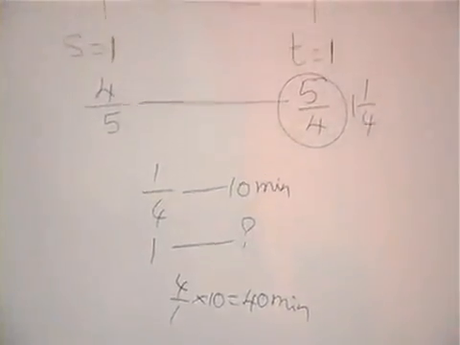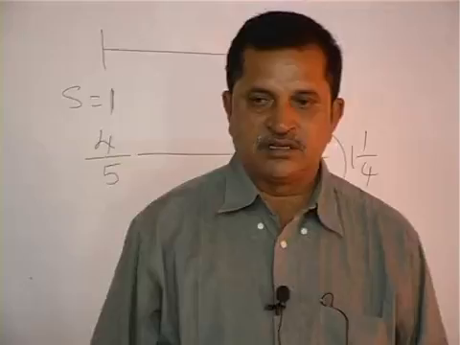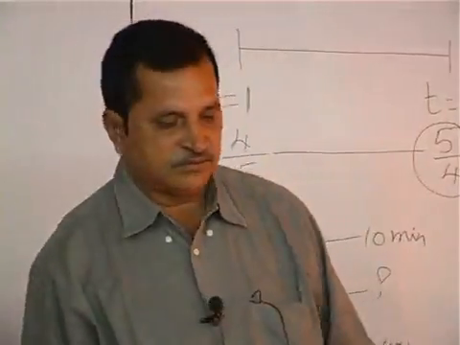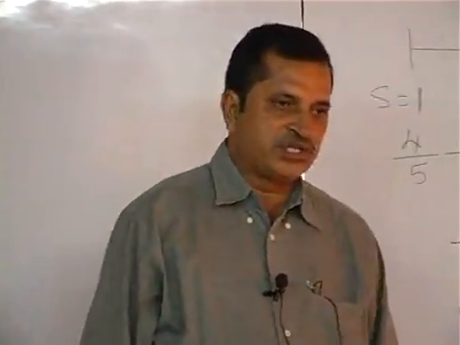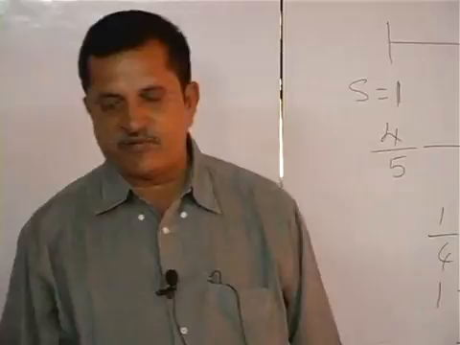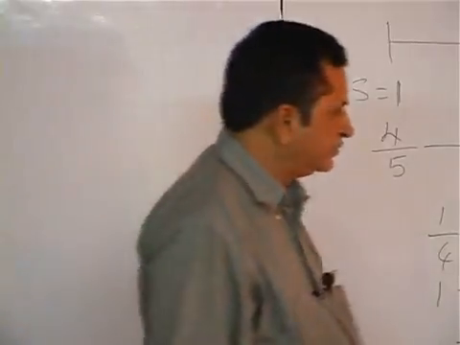Walking at 5 by 3 of his usual speed, the man is 10 minutes early to his destination. Find his usual time.